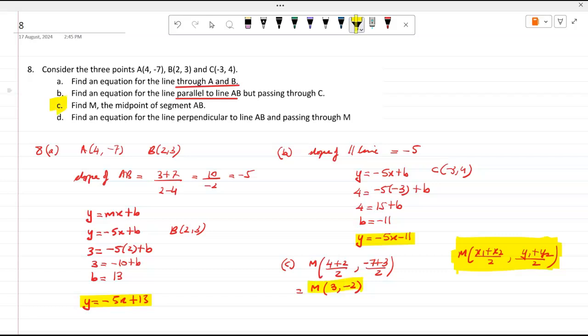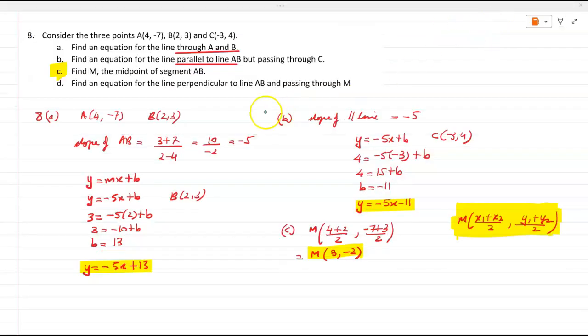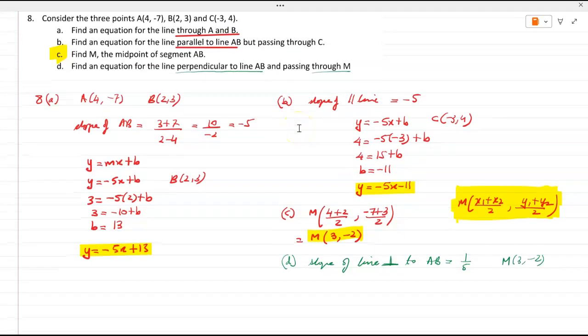For the next part: a line perpendicular to AB and passing through M. So what is the slope of the line perpendicular to AB? 1/5, correct, the negative reciprocal. There's a symbol for perpendicular, the inverted T. The slope is 1/5. And your point M we got as 3, minus 2. You can just write 1/5, that's enough. You don't need to write the full equation.